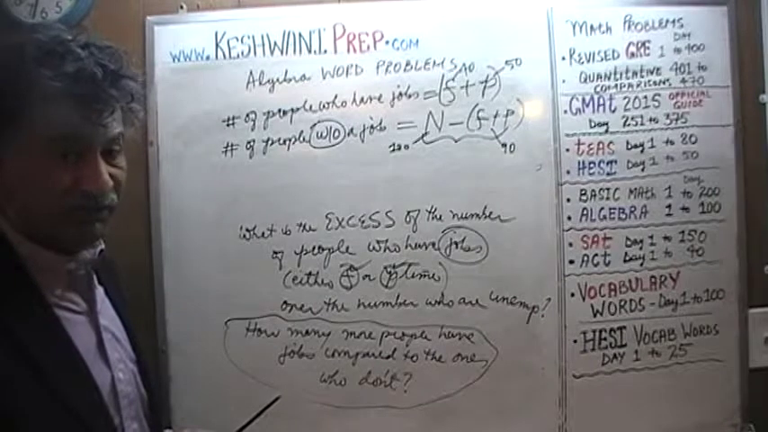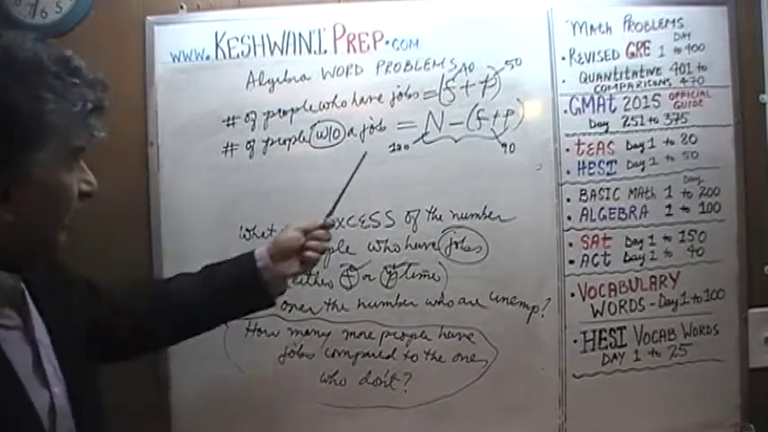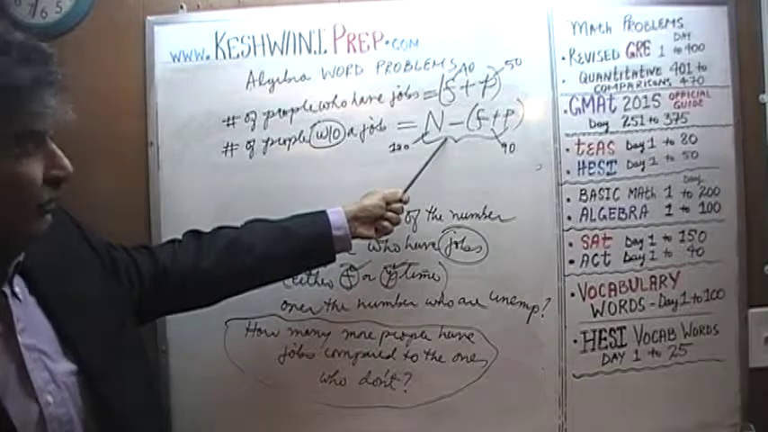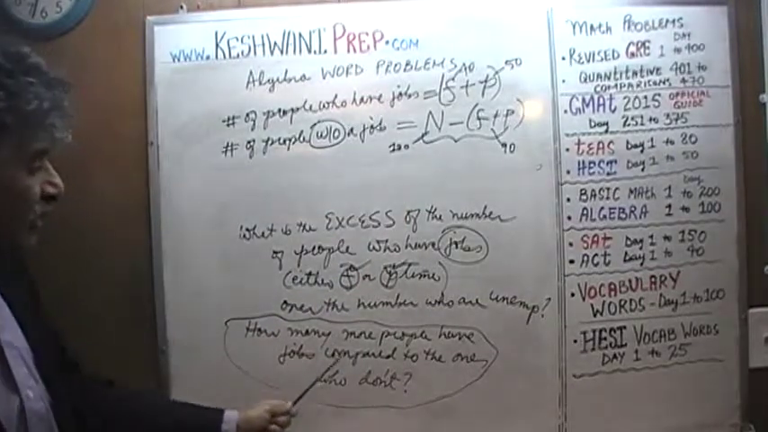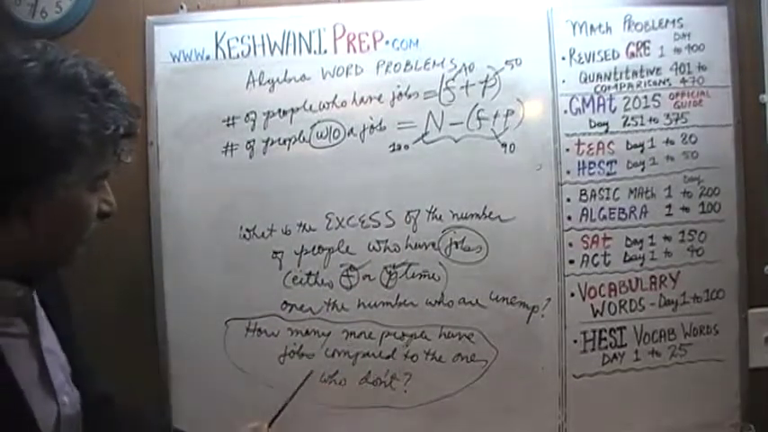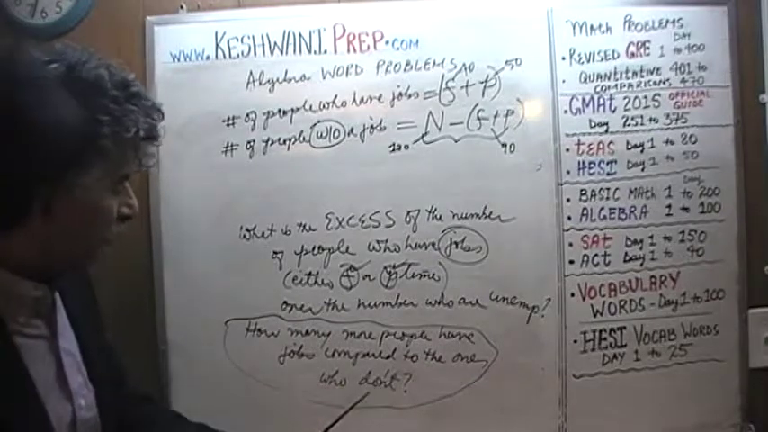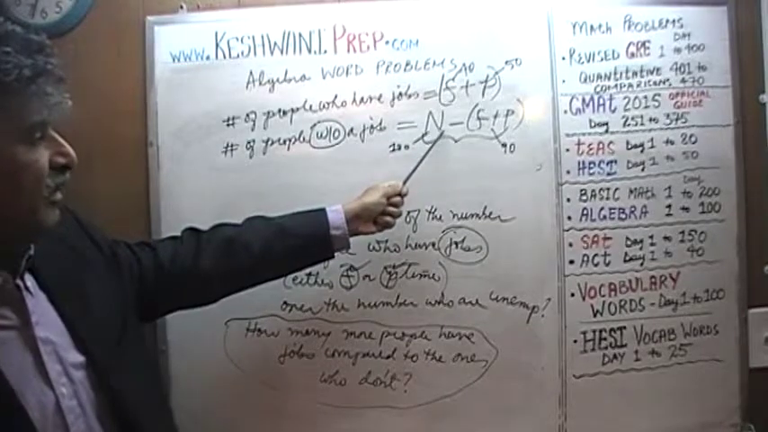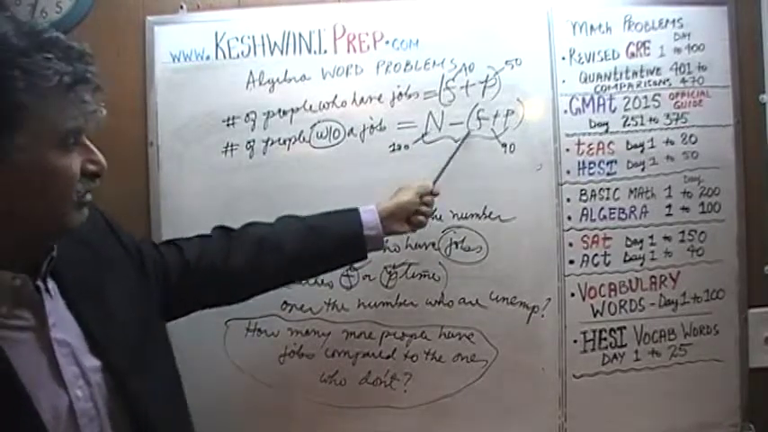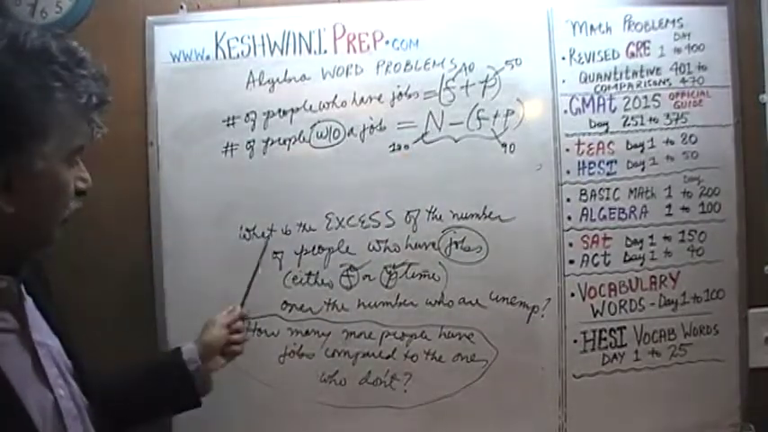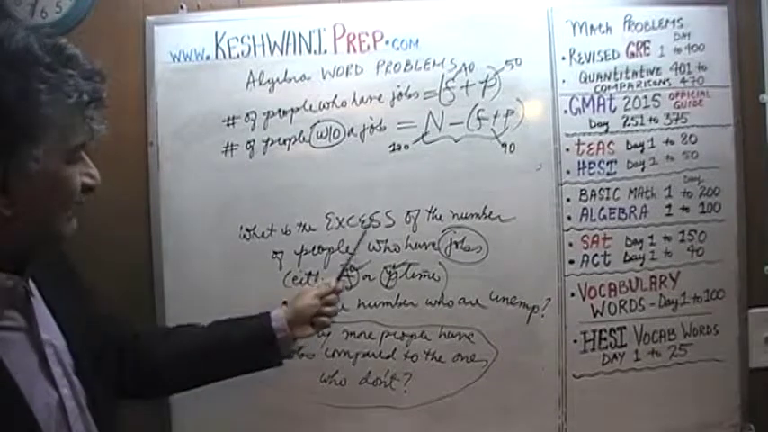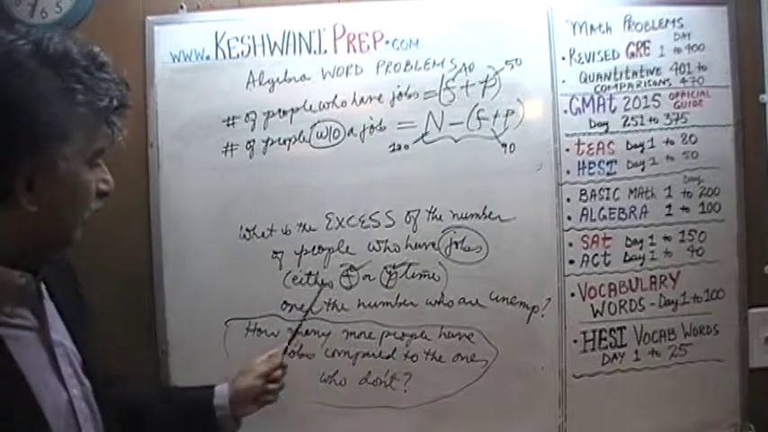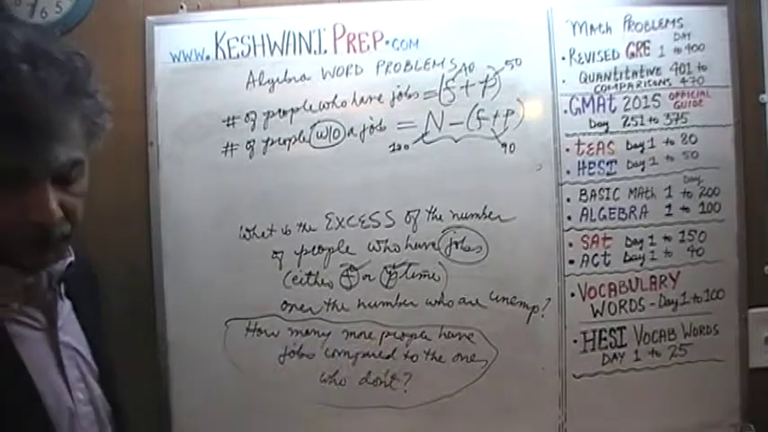But that's not what the question is asking. That's not the end of the story. They're not asking how many people are unemployed. That would have been very simple. They're asking how many more people have jobs compared to the ones who don't. In other words, this is how many people have jobs, and this is how many people don't have jobs. We need to subtract this bottom quantity from the first quantity. Of course, because the question was, what is the excess of the number of people who have jobs over the number who are unemployed? Let's do it.